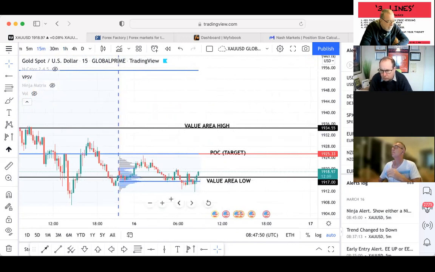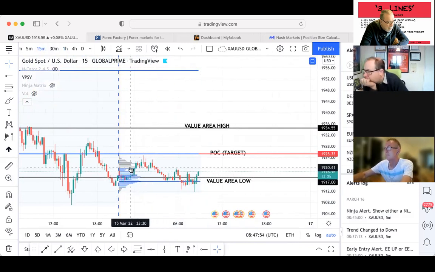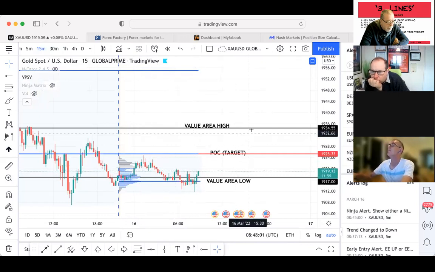First thing I see is that today's price is within our value area. So remember, this is the value area between these two black lines.